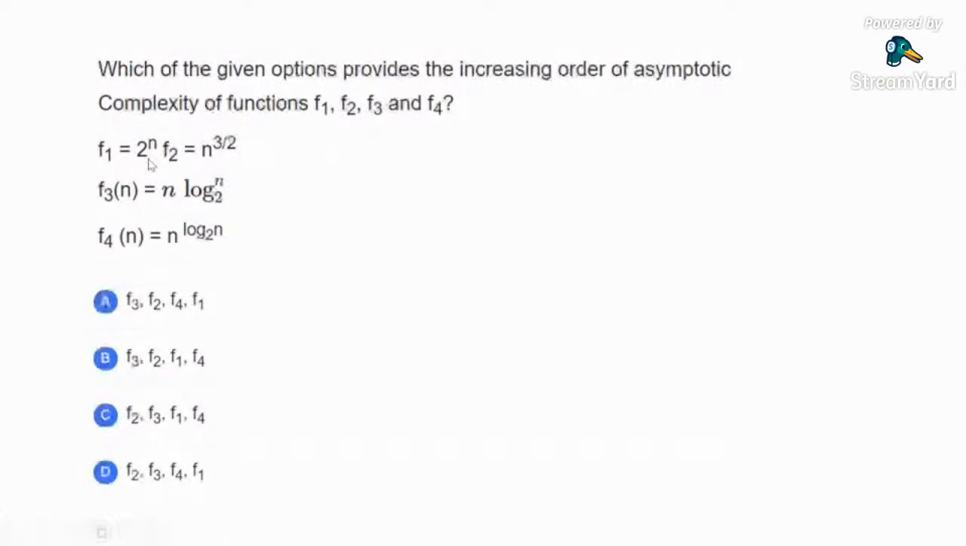Just compare one more value of n. If the value of n is 64, then f1 will become 2 raised to power 64 directly, and f4 will become 64 to the power 8. Then 64 can be rewritten as 2 raised to power 6, so 64 to the power 8 is 2 raised to power 48. Now compare f1 and f4. Here the value of f1 is larger as compared to f4. So the correct option is A: f3, then f2, then f4 and f1. The final option is A.